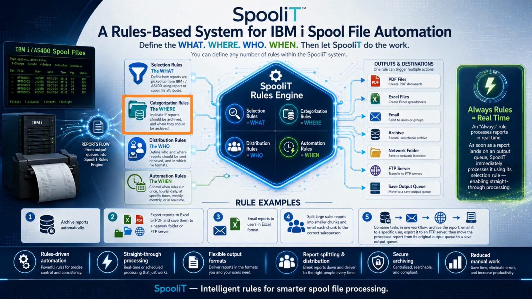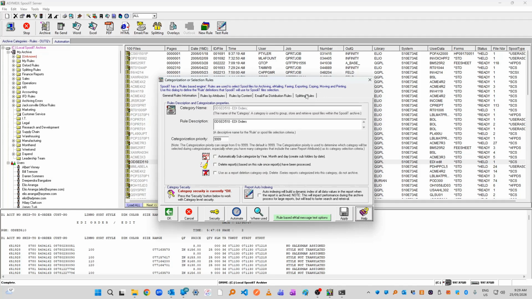If you want to archive reports and store these securely into a SpooliT archive database for future retrieval and/or for compliance reasons, then the next section describes how to achieve this. The Categorization or Selection Rules dialog is displayed. The first tab is where you define your categorization rule preferences. If you plan to archive report data into this virtual folder, then specify your categorization rule options here.